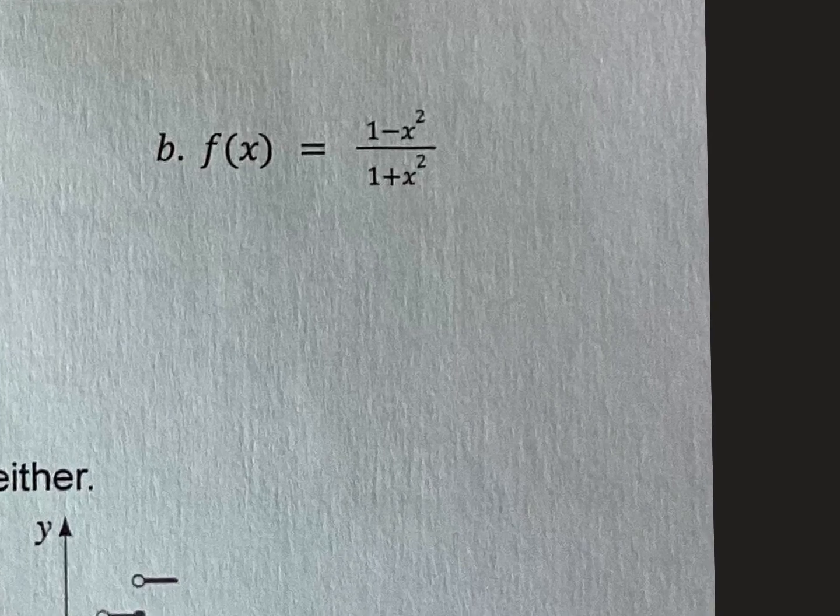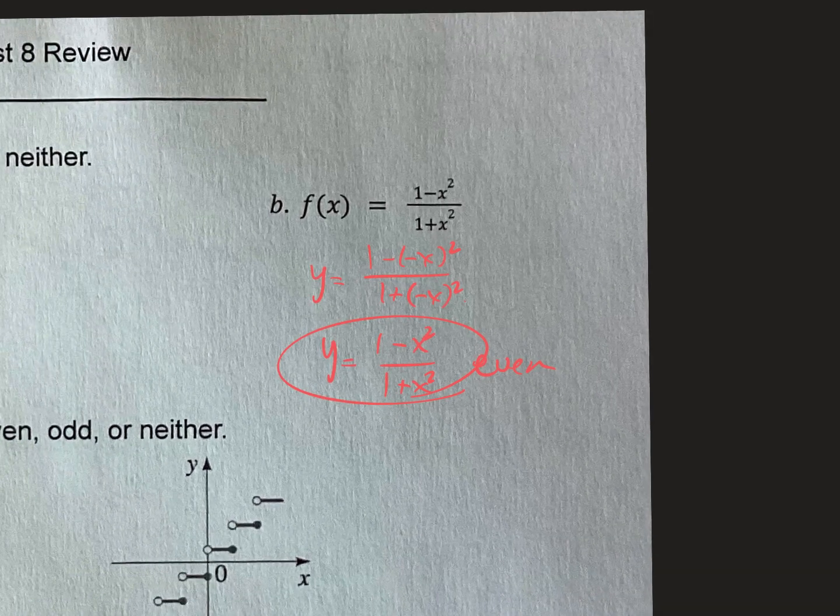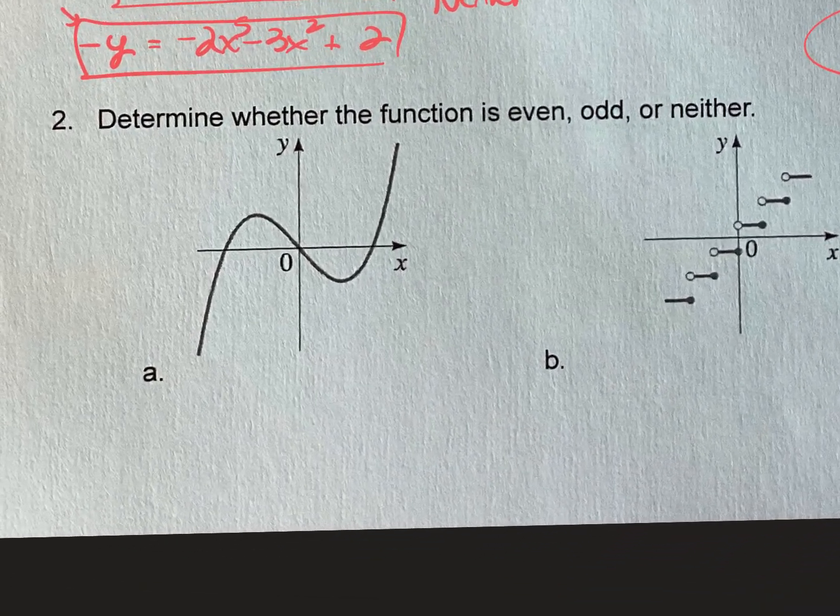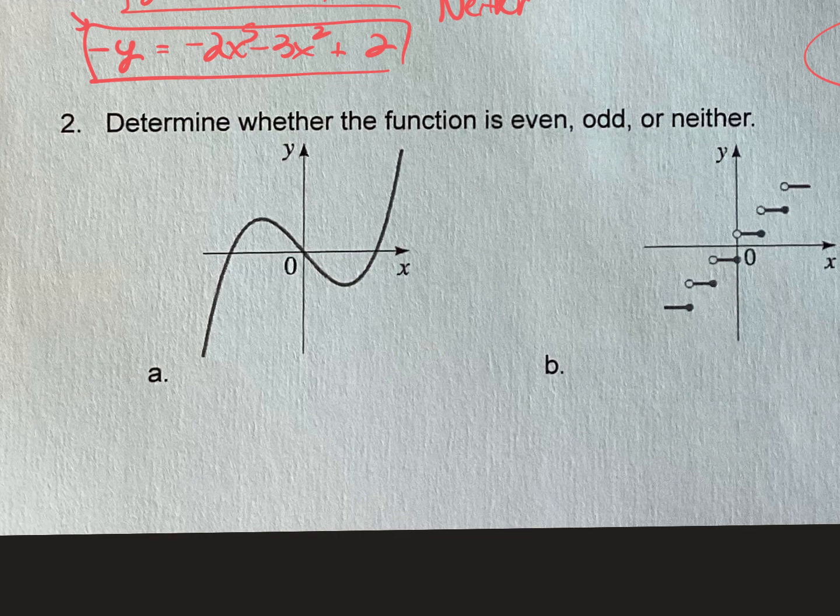Part B, same deal. Now, one thing I'm noticing about this one is the exponents are even, which is a hint. It could be even, not necessarily, but it could be. So put those x's in, and when I do that, this is what I get. Let's see, that square is going to change. It's going to get rid of that negative sign, so just get this. This square on the bottom is also going to get rid of the negative sign, so I get that, which is the exact same thing I started with, which means it's even. Don't even have to check for odd. It can't be odd and even at the same time. That's impossible.